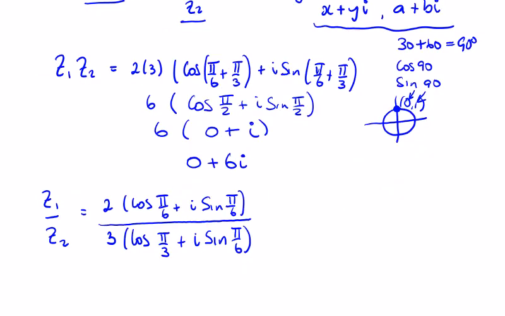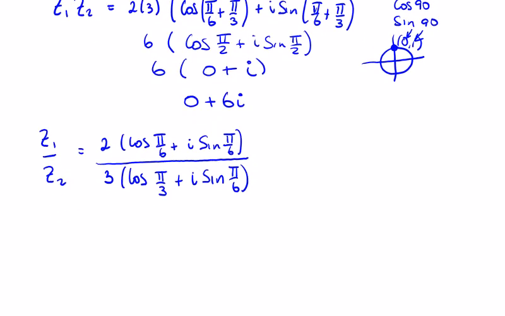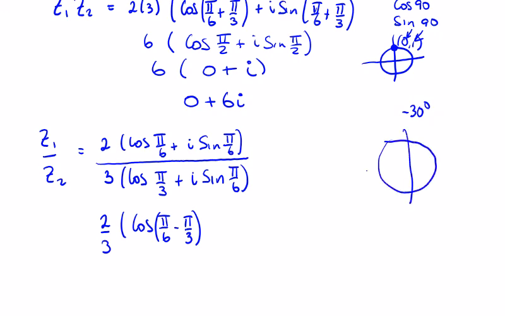So the division question, Z1 over Z2. So we know it's going to be the modulus divided, so 2 over 3. But the angles, we take them away. So pi over 6, that's 30, minus pi over 3, which is 60. So that's going to give me minus 30 degrees. Let's have a look at minus 30 degrees. I'll just do a big one so we can fit it in. So we've 30 here, so it's the same as 330. So we're looking at the cos of 330 and the sine of 330.